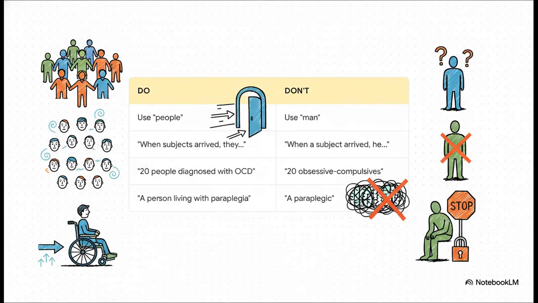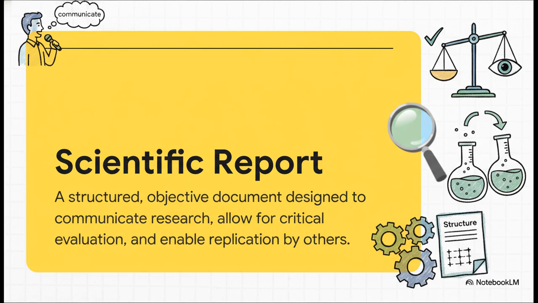And here are some fantastic, super clear examples. Instead of man or mankind, just use people. An easy trick to avoid gendered pronouns is to make your subjects plural, so you can use they. And this one is so important. Always put the person first. They are people diagnosed with OCD, not obsessive compulsives. The condition doesn't define them. These details really matter.